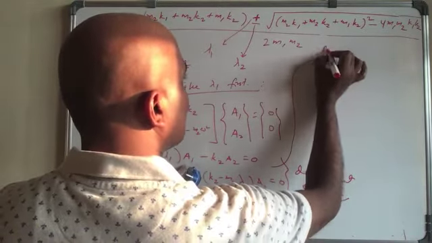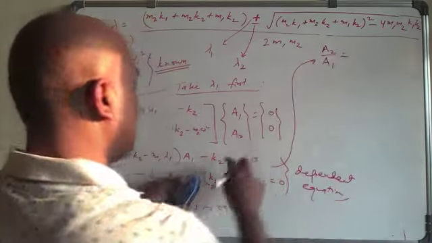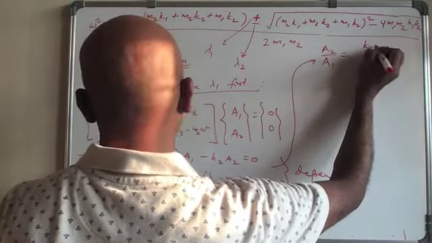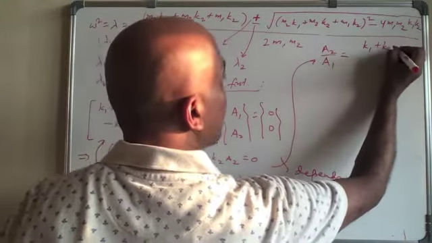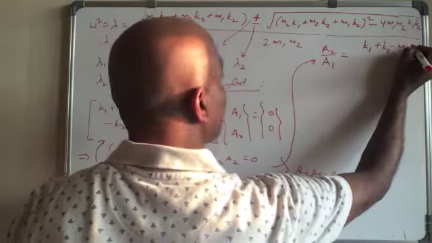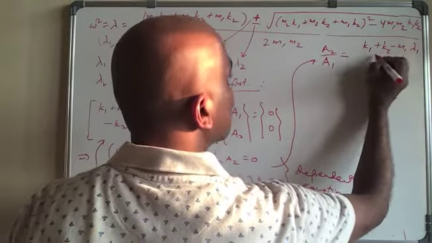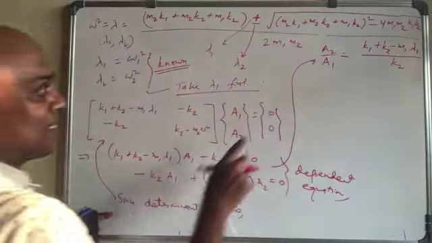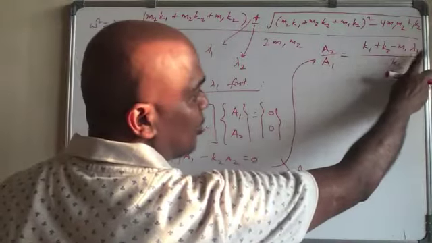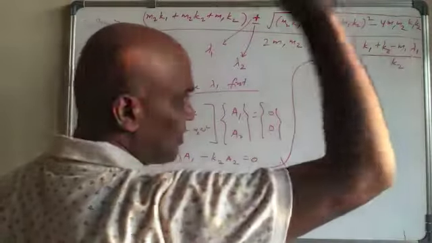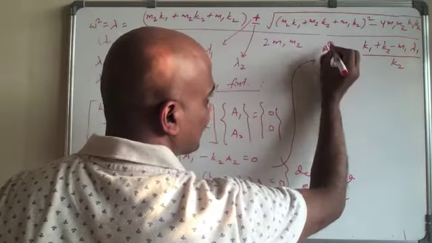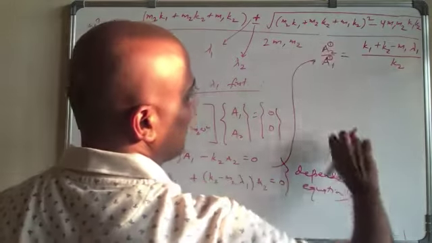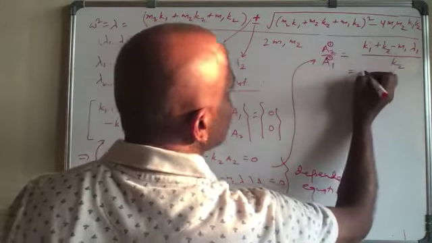So a2 over a1. Okay? So a2 over a1 will simply be equal to (k1 + k2 - m1 lambda 1) divided by k2. Now, since this is for mode 1, meaning the natural frequency 1, hence we will write it like this here, because there will be two such values, and we call this one alpha.